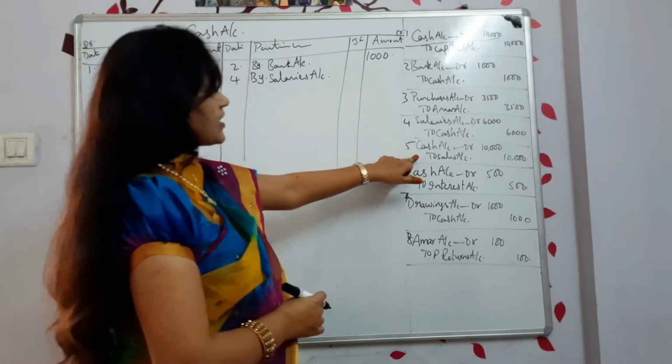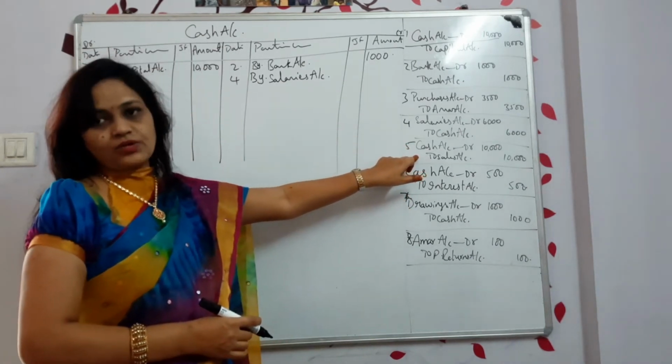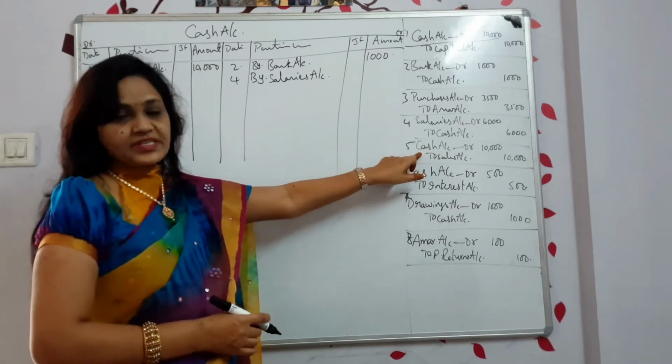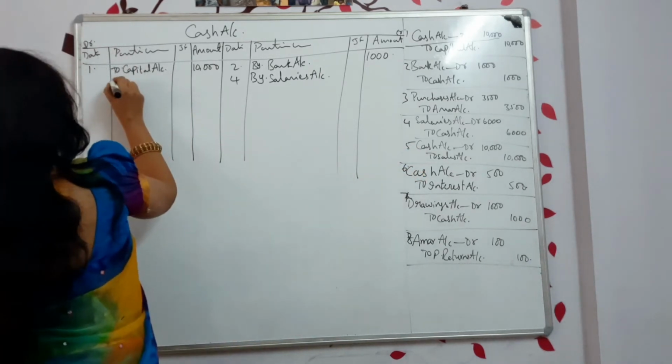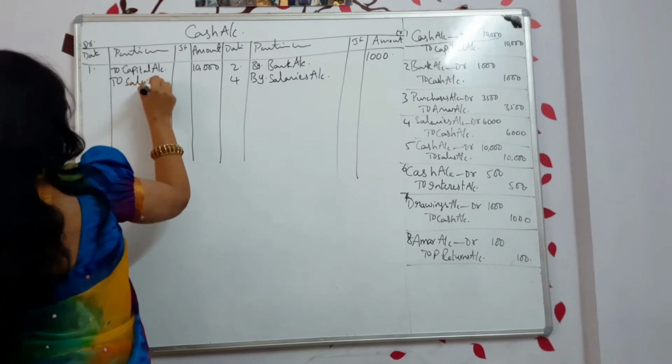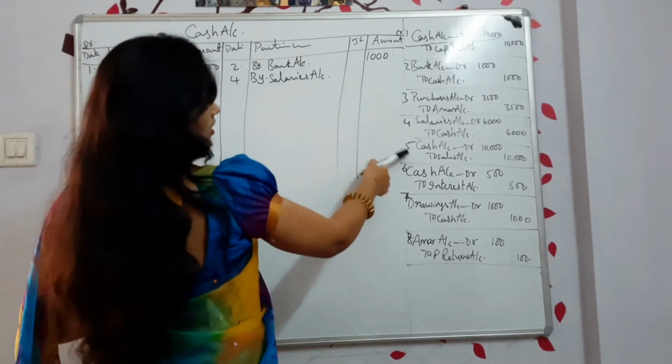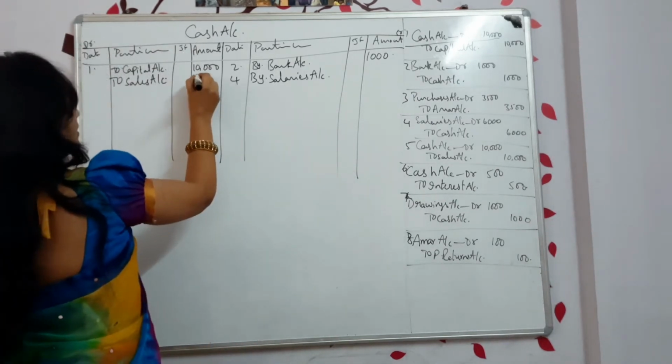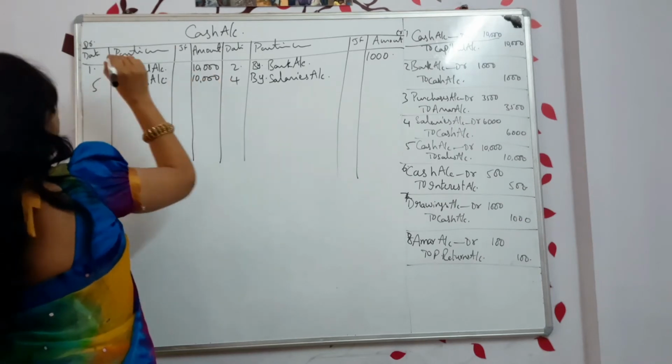The 4th one is done now. Cash account debit to sales account. So cash, you can see, is on the debit side. Now write down on the debit side, to sales account. What is the amount? 10,000. When did that happen? On the 5th.